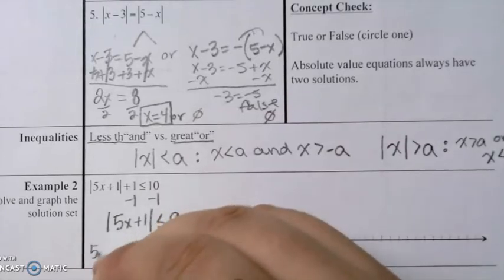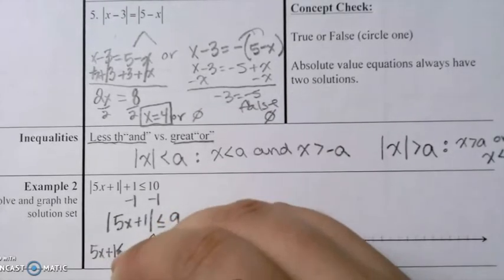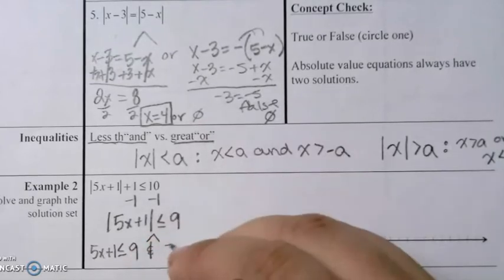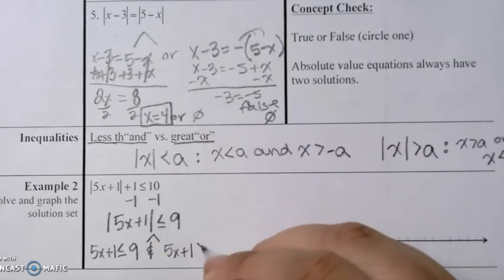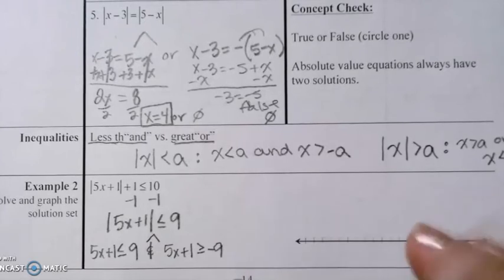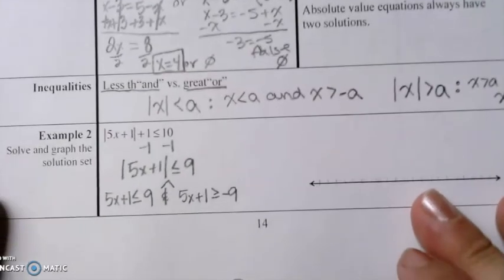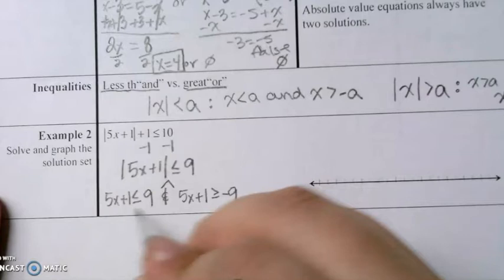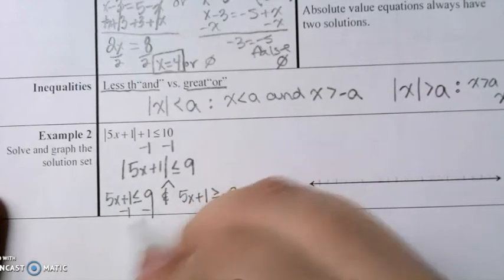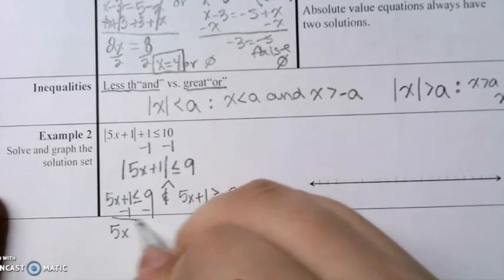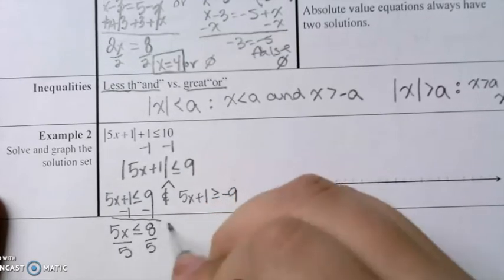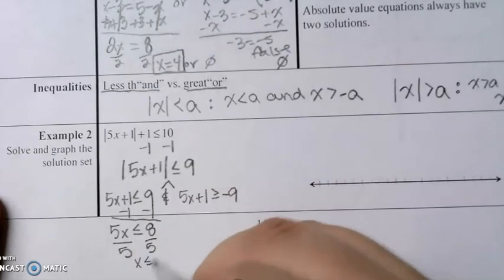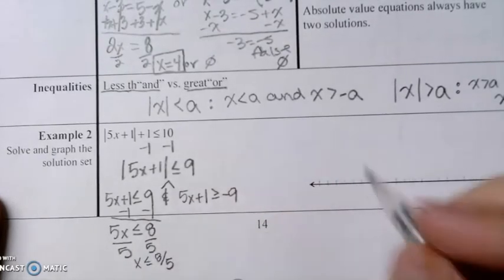So we have 5x plus 1 is less than or equal to 9. And then 5x plus 1, now because the 9 is changing signs, we have to change our inequality sign, greater than or equal to negative 9. Solving each of these inequalities now, minus 1, minus 1. 5x is less than or equal to 8. Divide by 5. X is less than or equal to 8/5.